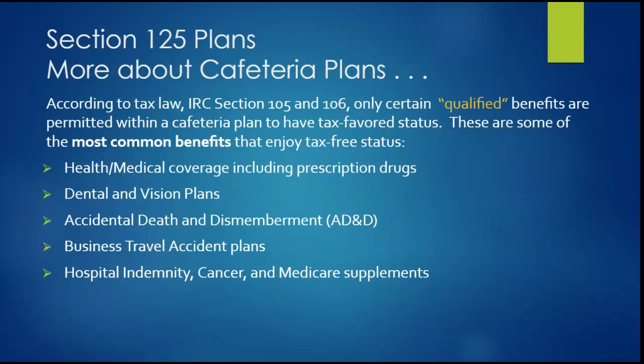So Sections 105 and 106 of the tax code really jump into what kinds of plans are covered under that umbrella that I mentioned earlier. So these are the most common: health and medical coverage, including prescription drugs, dental and vision plans. And I would say I actually self-retain my dental. I don't carry dental insurance. It wasn't cost effective for what they were offering. So I actually just put more in my FSA and just pay for my dental expenses out of my FSA.